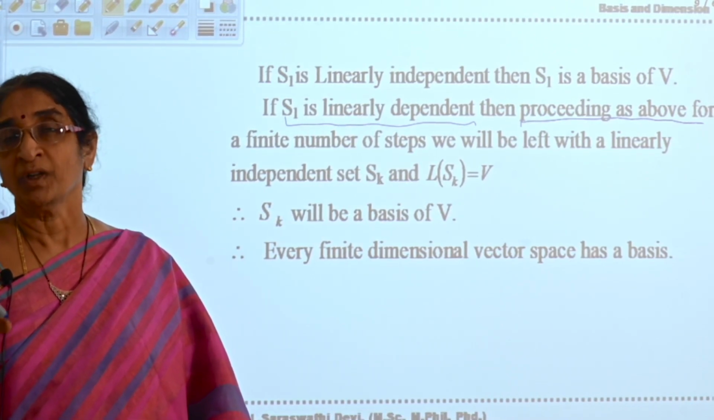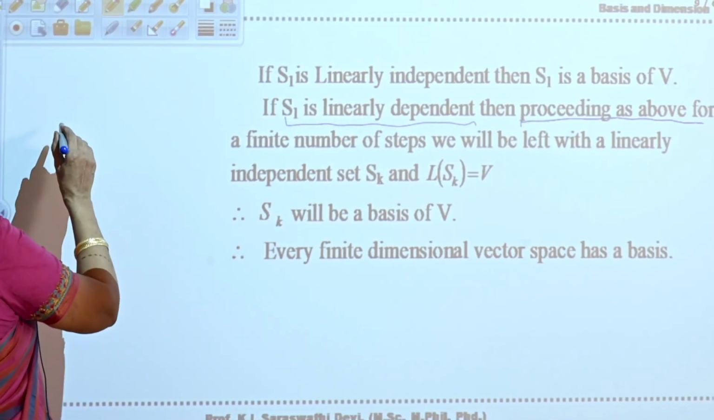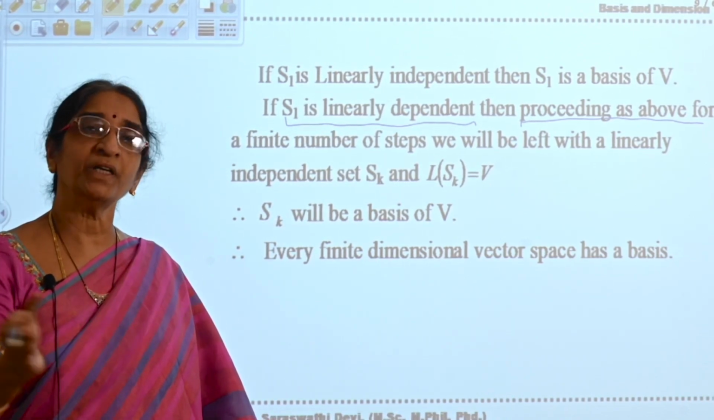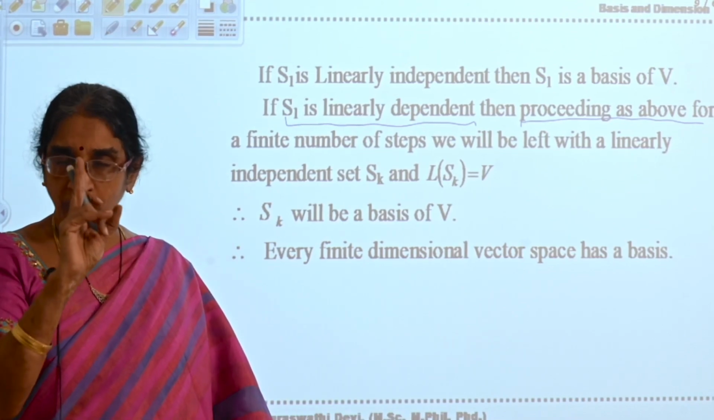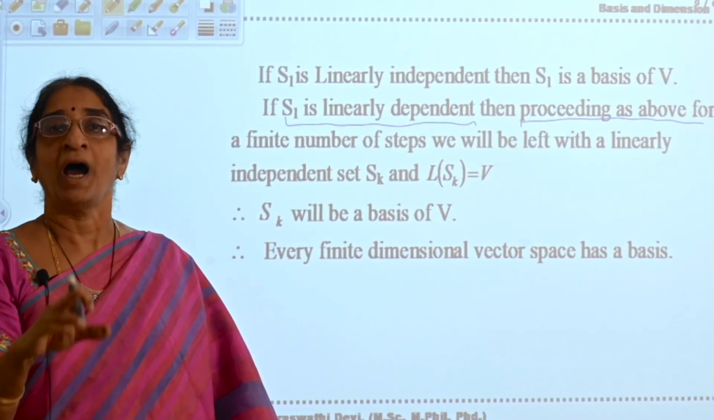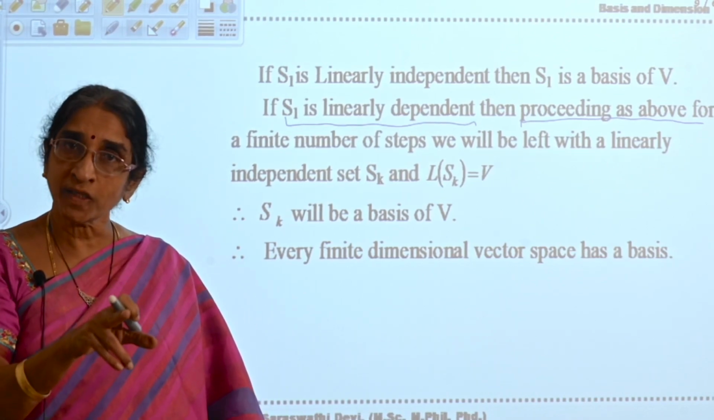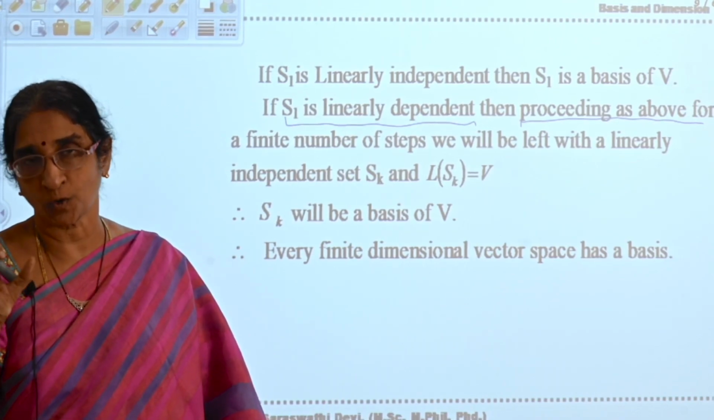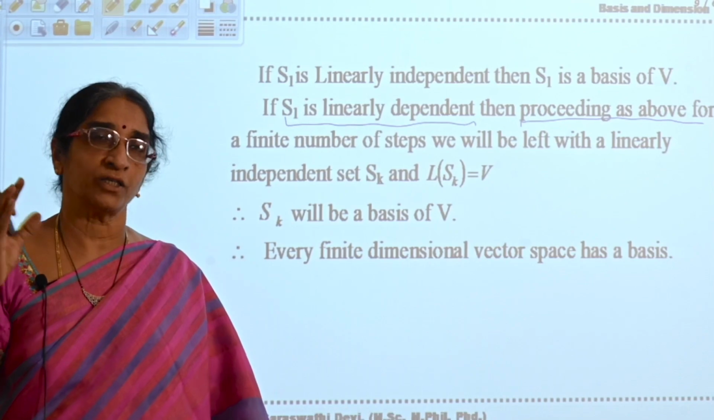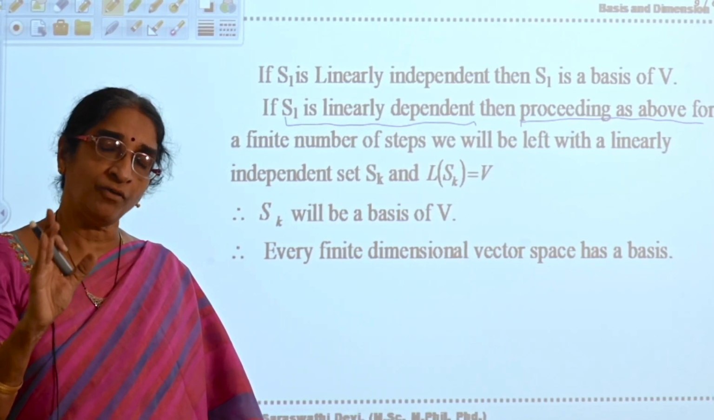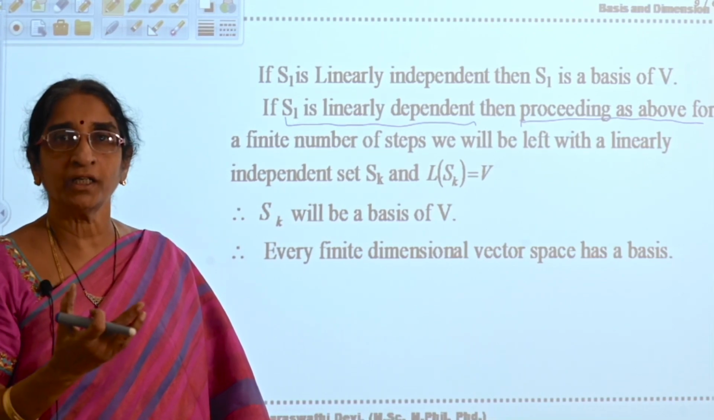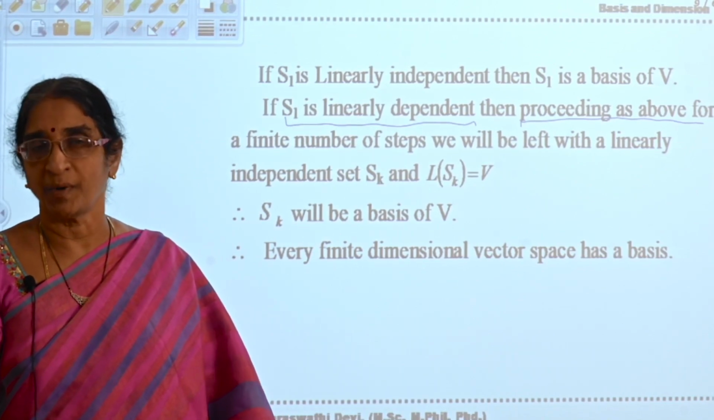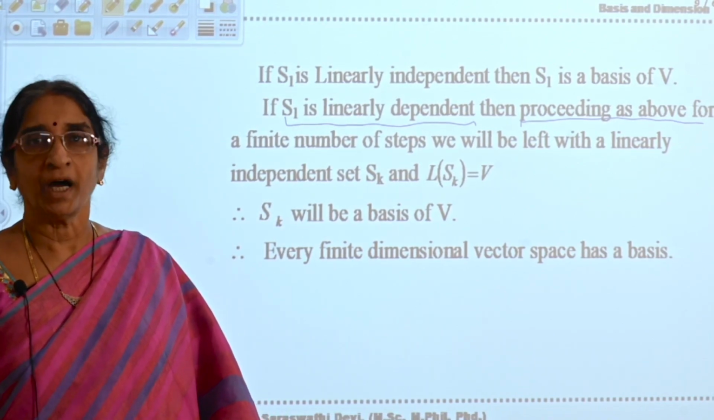You repeat until you get a singleton element. How many times can you repeat? Because S has a finite number of elements, you can repeat the process until you get a set which contains only one element, and that will not be equal to 0, because alpha 1, alpha 2, up to alpha n are not zeros. You said 0 does not belong to S, therefore no alphas are zeros. So after repeating a finite number of steps, you get a set containing one element which is not equal to 0. That will be linearly independent, and L of that set will be V automatically.